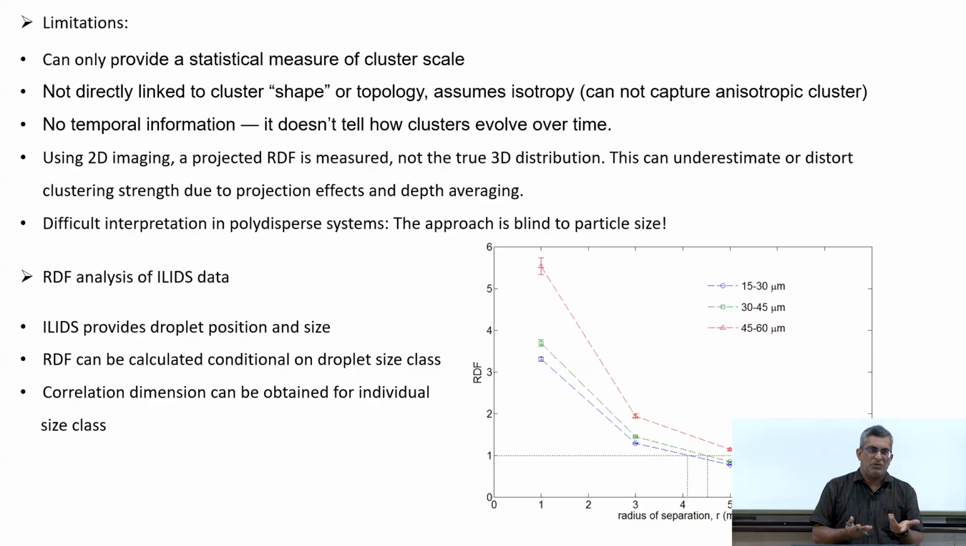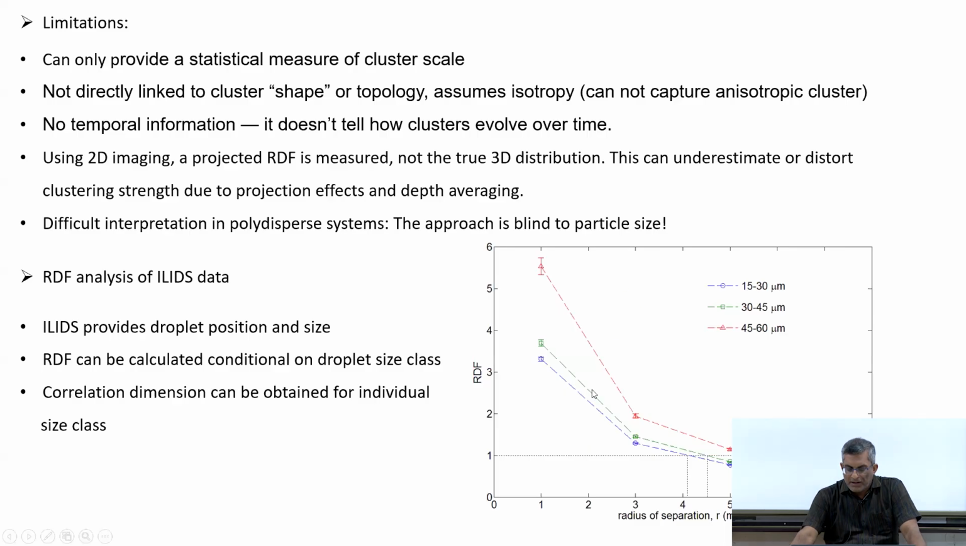ILIDS you can use mainly for droplets or spherical transparent particles. So, you can measure the size distribution and divide it into size classes. Then you consider one size class of droplets or particles and filter out the others. So, now in your image you have only those particles belonging to a particular size class. You do RDF for that only.